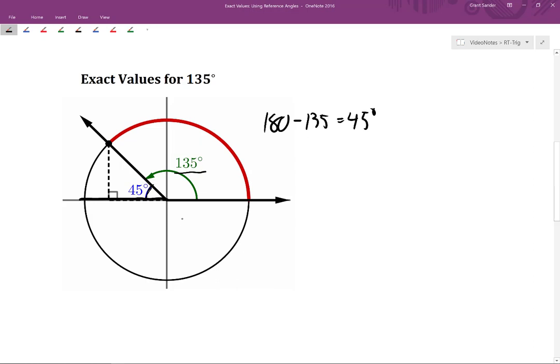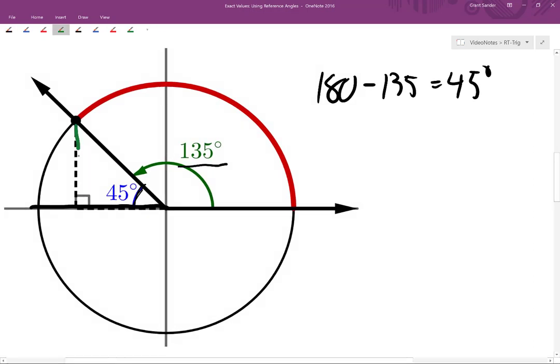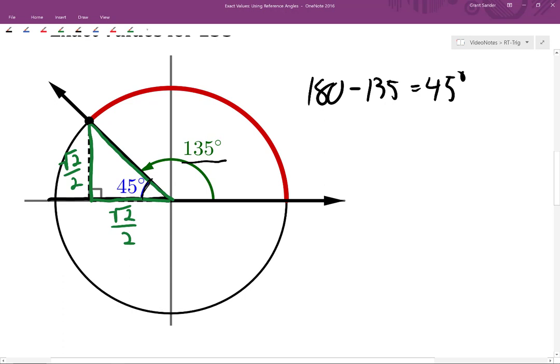We know a lot about 45 degree angles, though. We already know some exact values for 45 degree angles. In this case, if I zoom in a little bit, and we draw in this right triangle here, we know a couple things. The horizontal and the vertical side lengths for this right triangle are square root of 2 divided by 2 hypotenuse lengths long. So we have square root of 2 divided by 2 for both of those side lengths. And therefore, cosine of 45 degrees is square root of 2 divided by 2, and sine of 45 degrees is square root of 2 divided by 2.